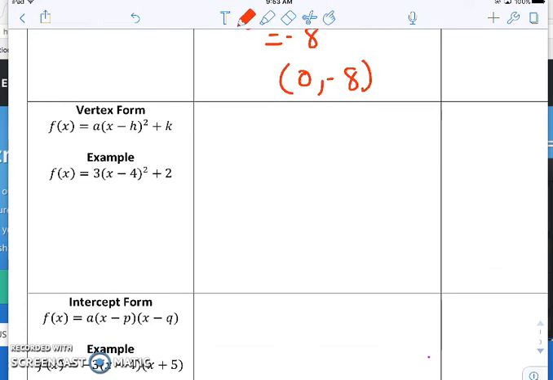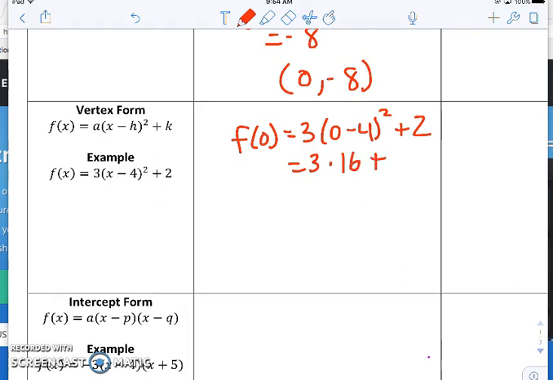If we do that for the next one, the same thing. What is f of 0? We have 3 times (0 minus 4) squared plus 2. Well, let's see, this is negative 4 squared, so 3 times 16 plus 2. So 48, so we have 50. So our y-coordinate is (0, 50).